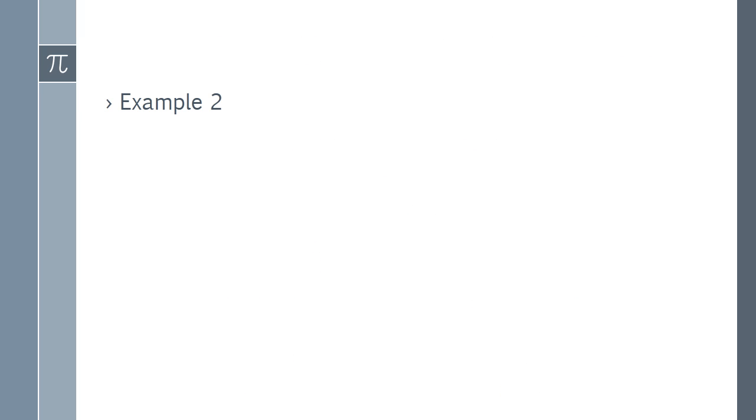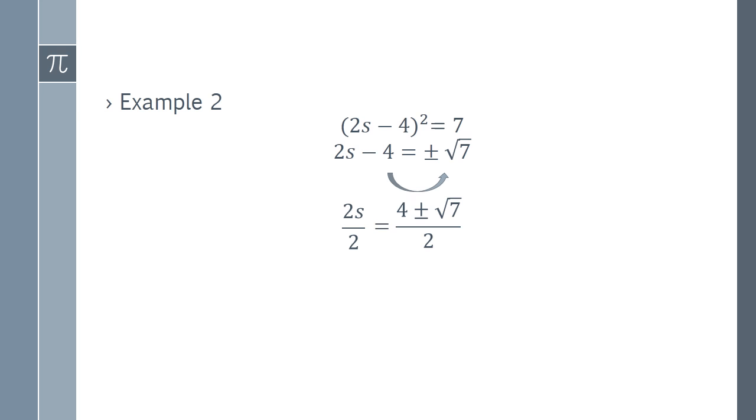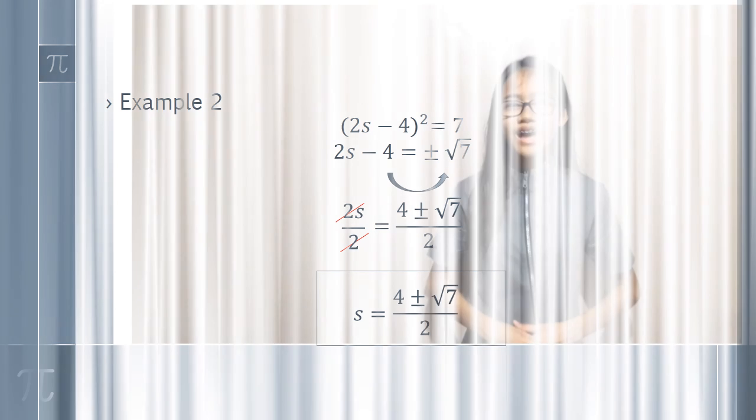For example number 2, we have the square of 2s minus 4 equals 7. By the square root property, 2s minus 4 equals square root of 7, or 2s minus 4 equals negative square root of 7. Use double sign notation, and to isolate the variable term 2s, transpose 4 to the other side. To isolate s, divide both sides by 2. So s is equal to 4 plus or minus the square root of 7, all over 2.